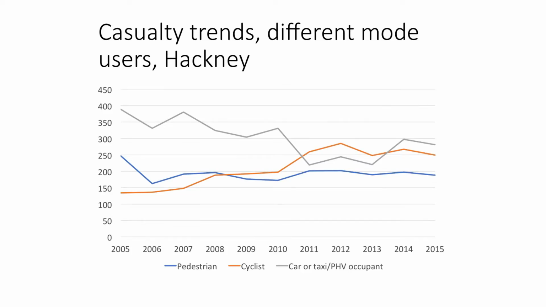This is Hackney, and this is casualty trends. Again, all casualties. At a borough level, looking at deaths or serious injuries, I don't think is that useful because the numbers are very small. On the top, we've got car and taxi users, the absolute numbers of casualties by year. You can see it goes down and then goes up a little bit again after 2011. Blue is pedestrians, pretty stable really after an initial drop. And red, we've got cyclists climbing up to 2012 and then a little bit of a dip.